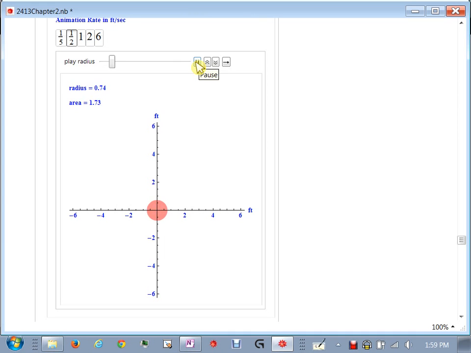Now, it may not be exactly 1 second, all right? But there the radius is 1. Here the radius is 2, 3, right? 4. Y'all see the radius? 5, 6. So every second, or every whatever it is, it's growing at a constant rate. Y'all follow? Okay. But the area, as we grow, the area is changing also.